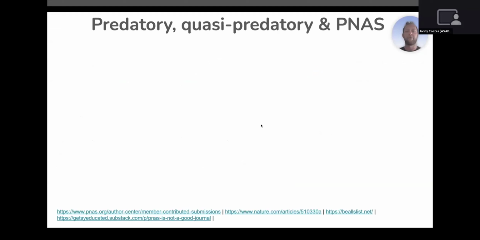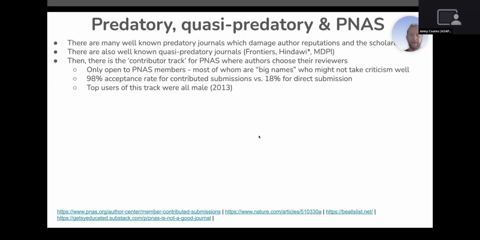So let's talk about predatory, quasi-predatory, and the Proceedings Journal. I talked last week about predatory publishers. We did a lot of this in the Q&A and the discussion, so I think this is a really good slide to add in here. There are a lot of well-known predatory journals, and these damage author reputations, and they damage scholarship and scholarly communications.